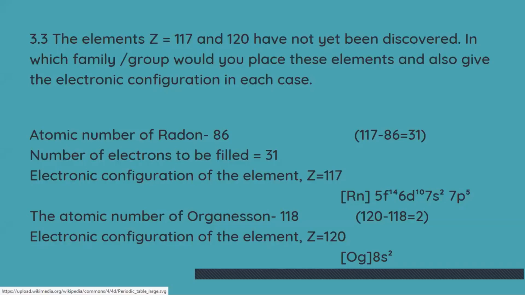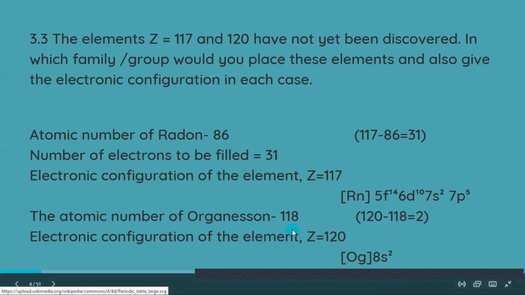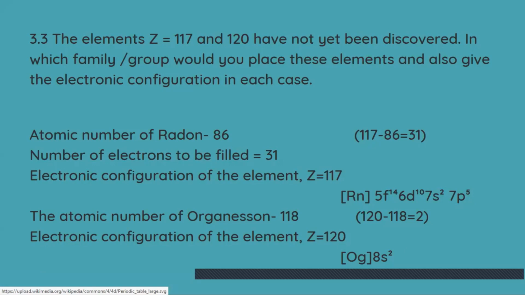The third question: the elements 117 and 120 have not yet been discovered. In which family or group would you place these elements, and also give the electronic configuration in each case? Now, first of all, when this question was given, all the elements had not been discovered. Now we know elements up to 118. We know their names, and they've been discovered or synthesized.